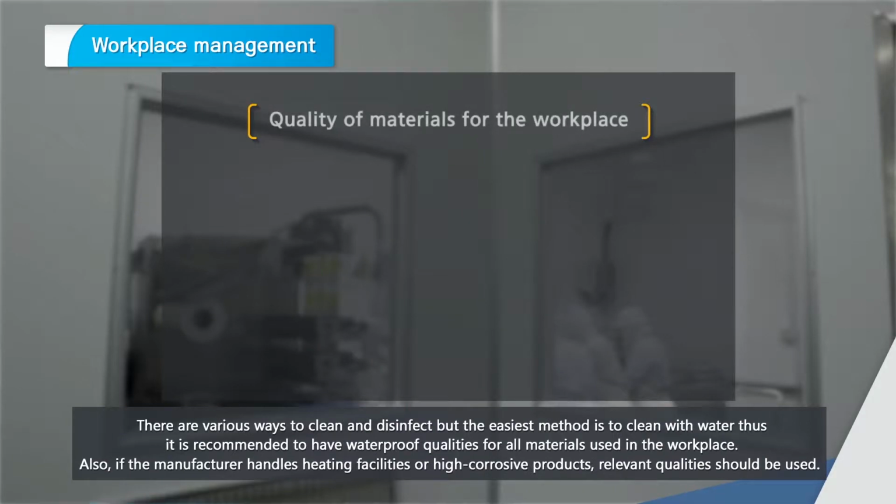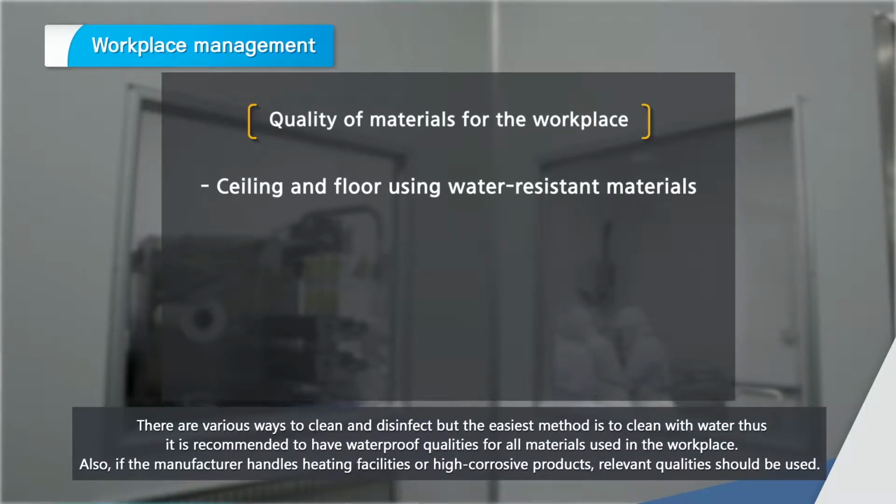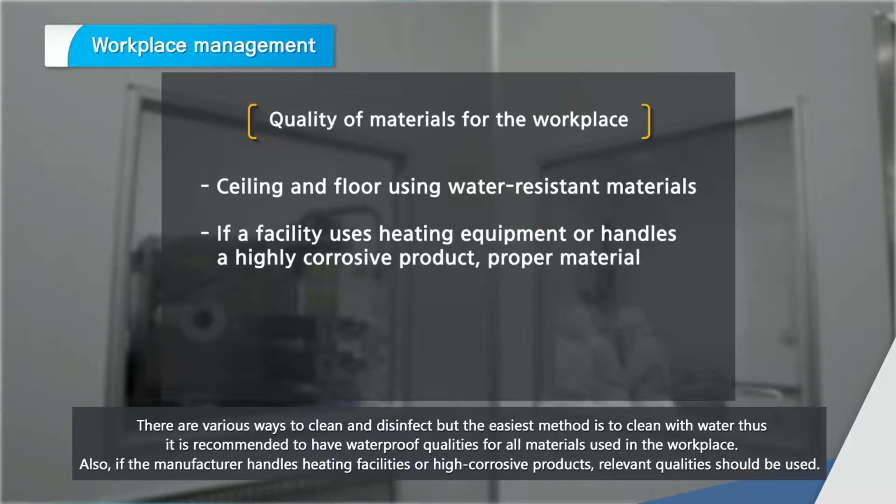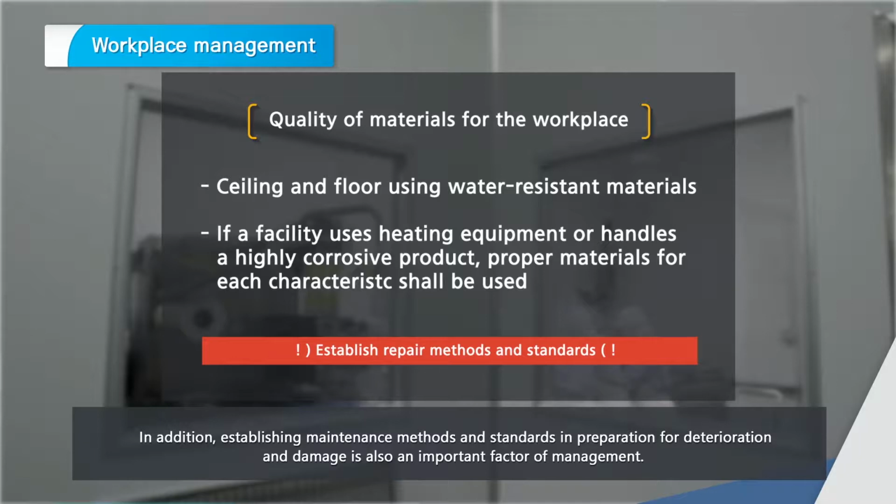There are various ways to clean and disinfect, but the easiest method is to clean with water. Thus, it is recommended to have waterproof qualities for all materials used in the workplace. Also, if the manufacturer handles heating facilities or highly corrosive products, relevant qualities should be used. In addition, establishing maintenance methods and standards in preparation for deterioration and damage is also an important factor of management.